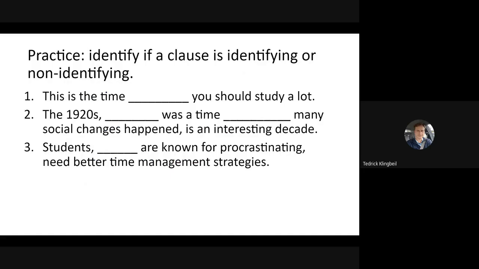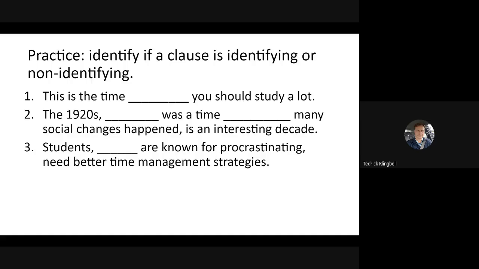All right, practice: identify if a clause is identifying or non-identifying. This is the time blank you should study a lot. The 1920s blank was a time blank many social changes happened, is an interesting decade. And students blank are known for procrastinating need better time management strategies. Go ahead and put this on pause if you can. Take a minute and supply the right clause.